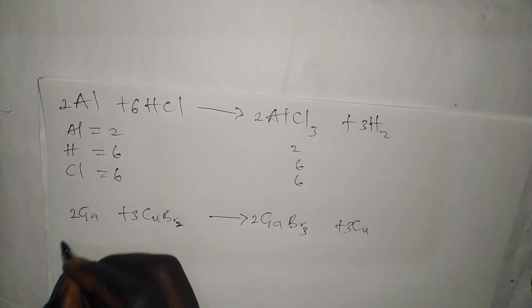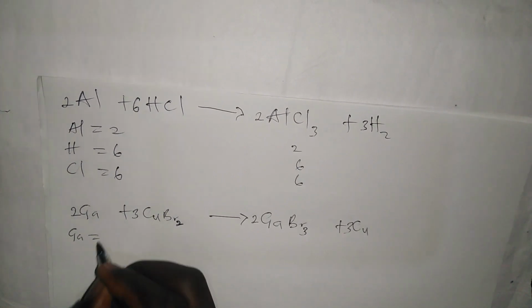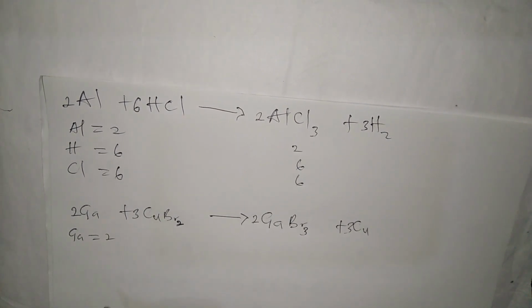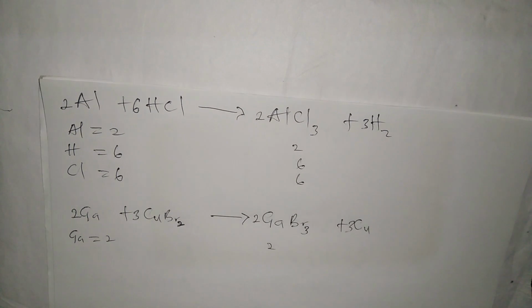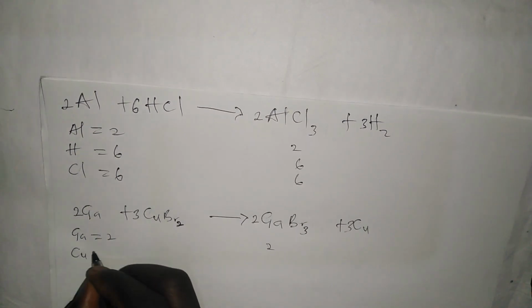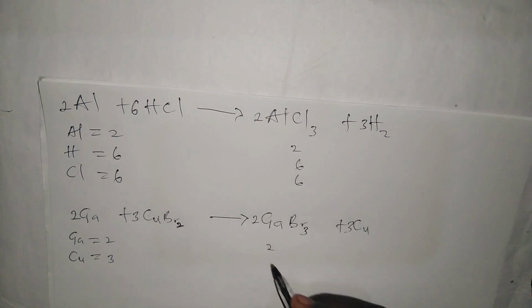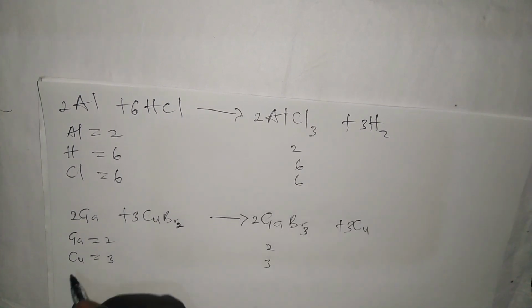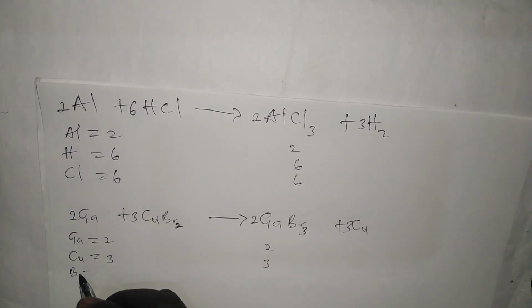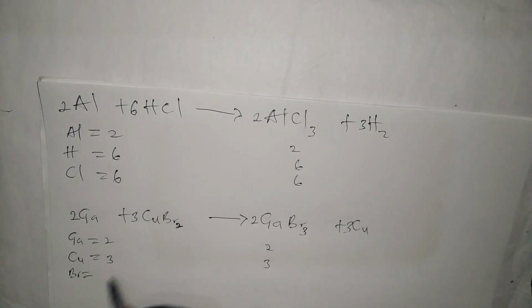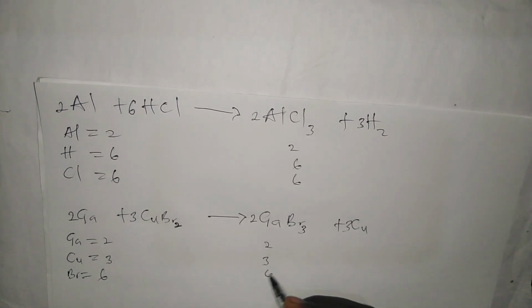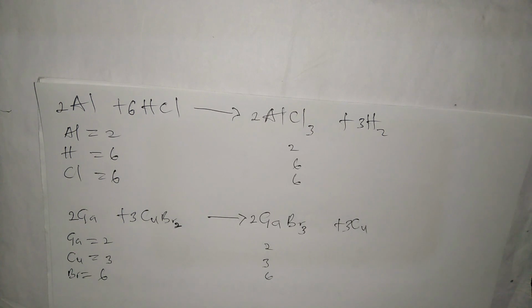Let's check. For gallium, we have 2 here and we have 2 here. For copper, we have 3 here, we have 3 on the other side. For bromide, we have 6 on this side and we have 6 on this side. So our equation is effectively balanced.